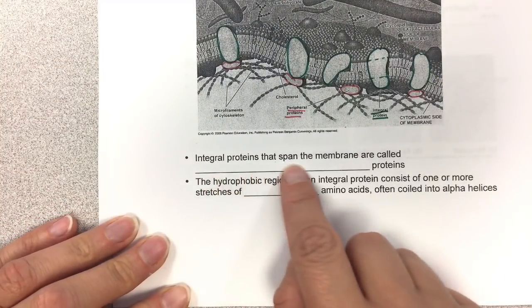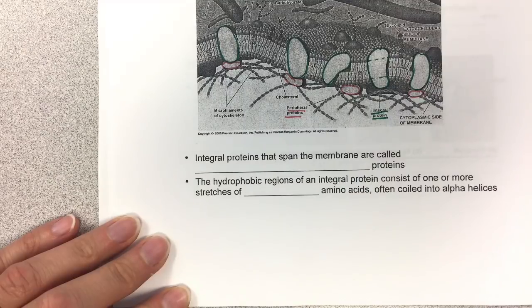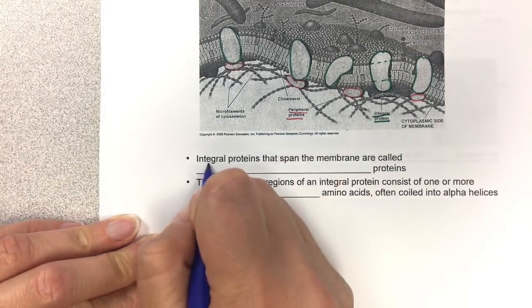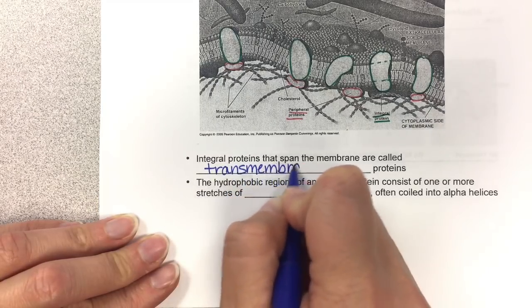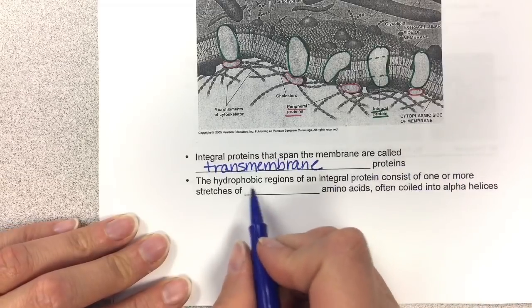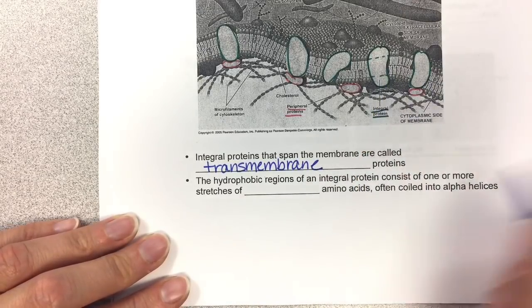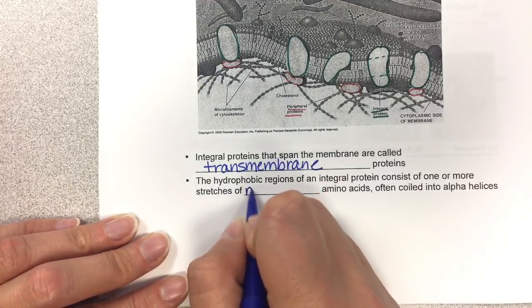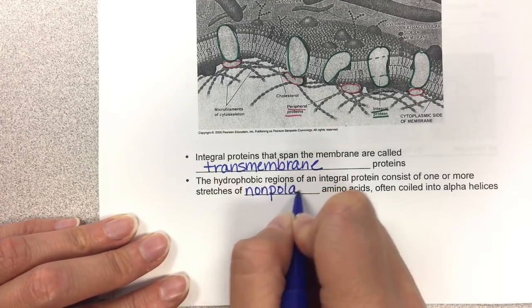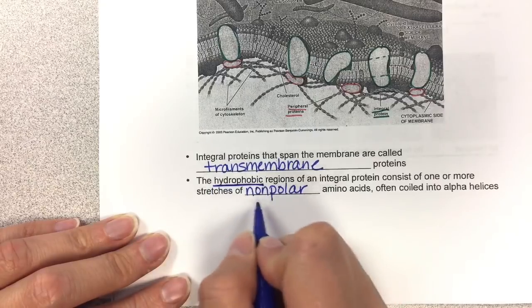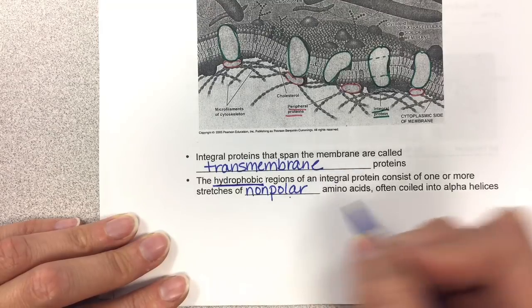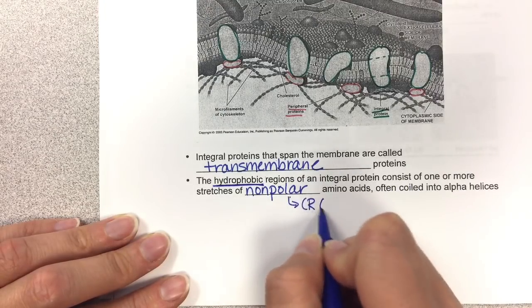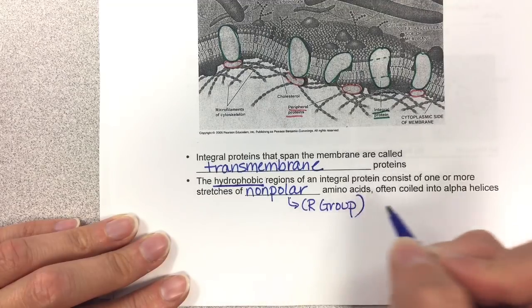So let's talk about the integral proteins. Integral proteins that span the membrane are called transmembrane proteins. They go through the membrane. The hydrophobic regions of these types of proteins consist of one or more stretches of nonpolar amino acids. That's what makes them hydrophobic, all right? So remember that there were amino acids that have the polar R group, the electrically charged or nonpolar.